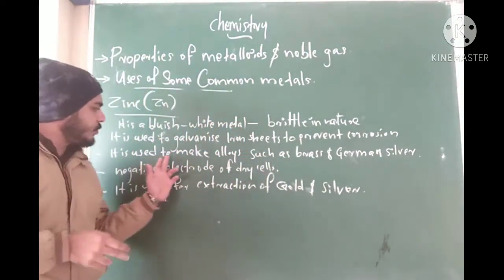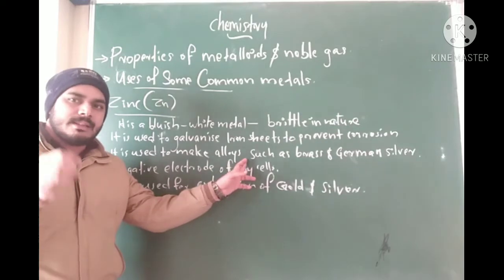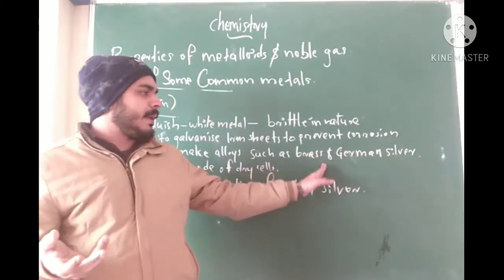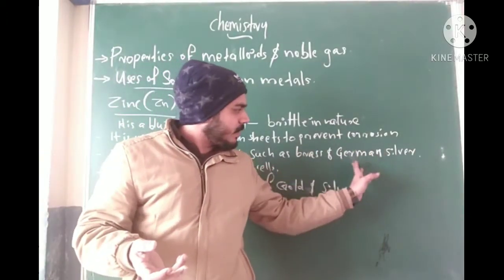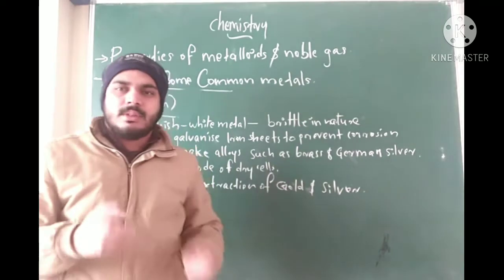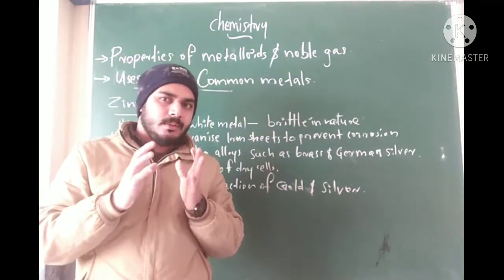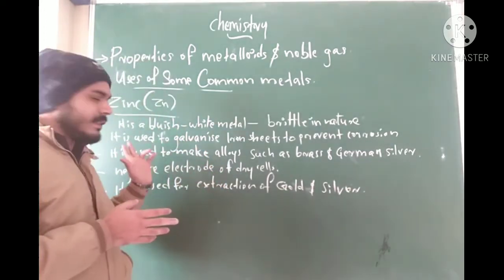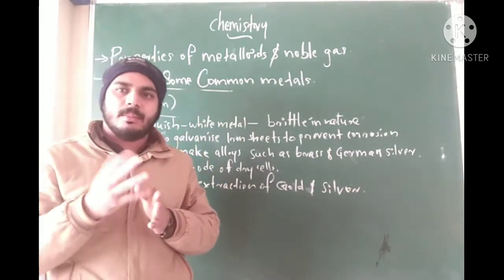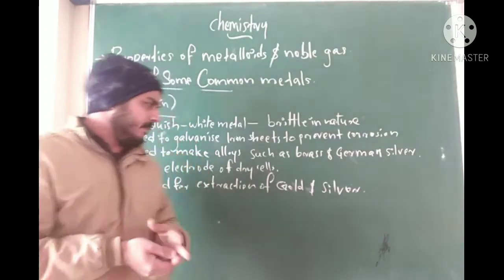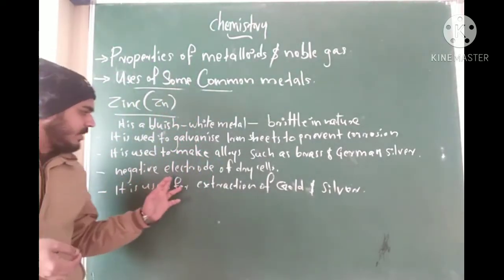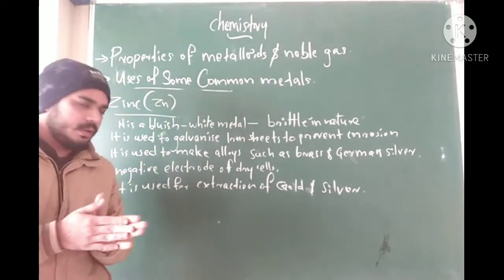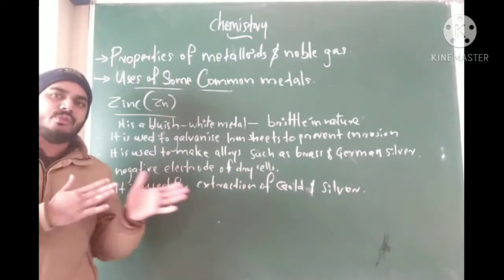And next, it is used to make alloys. Zinc is always used to make alloys, such as brass and German silver. So zinc is used for making the alloys brass and German silver. And next, negative electrode of battery cells. Zinc always acts as the negative electrode, the negative side.